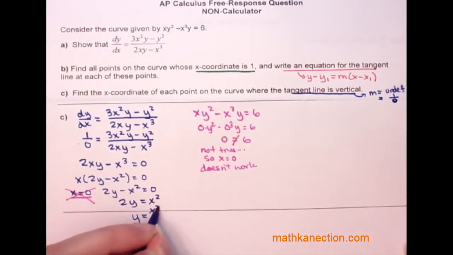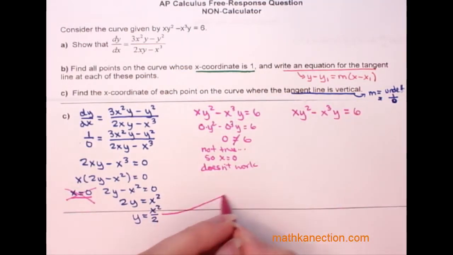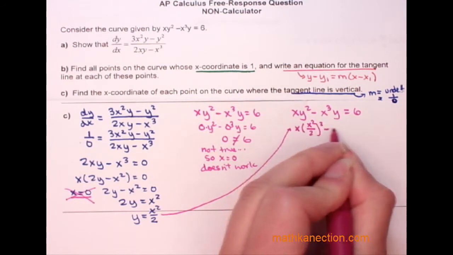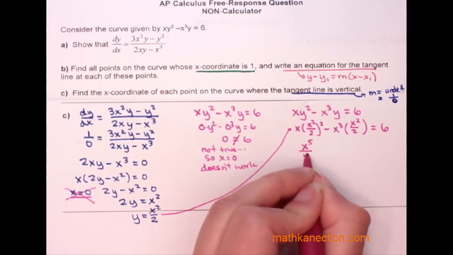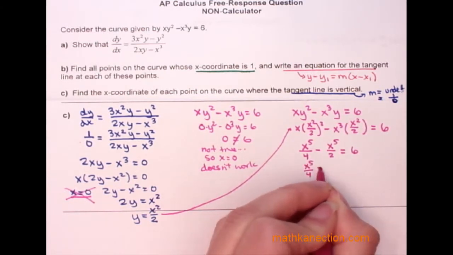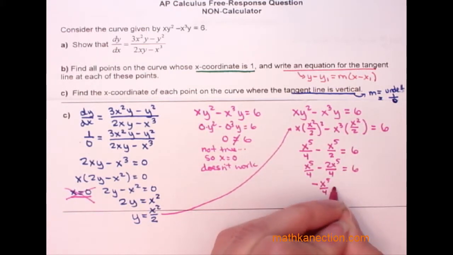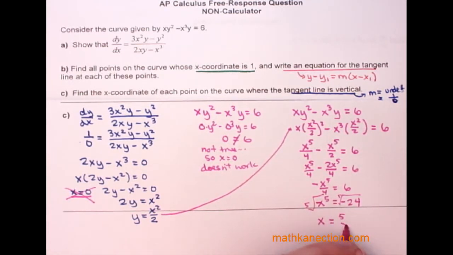Solving 2y minus x squared is equal to 0 for y, y is equal to x squared over 2. Substituting into the original equation, I have x times (x squared over 2) quantity squared minus x cubed times x squared over 2 is equal to 6. We'll be able to solve for x. So I have x to the 5th over 4 minus x to the 5th over 2 is equal to 6. Getting common denominators, x to the 5th over 4 minus 2x to the 5th over 4, which will make negative x to the 5th over 4 is equal to 6. Multiplying by negative 4, I have x to the 5th is equal to negative 24. Then taking the 5th root of both sides, the x coordinate is equal to the 5th root of negative 24.